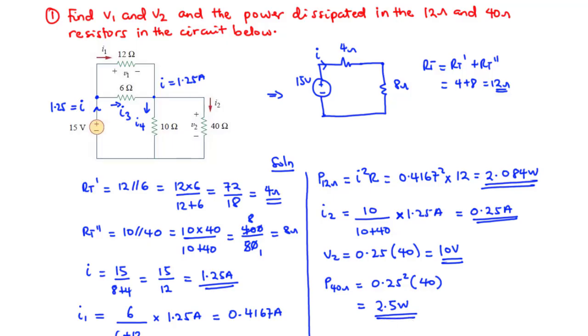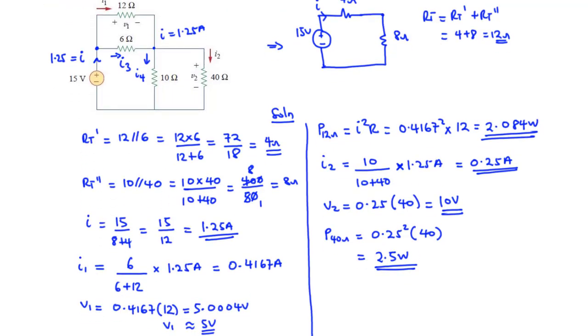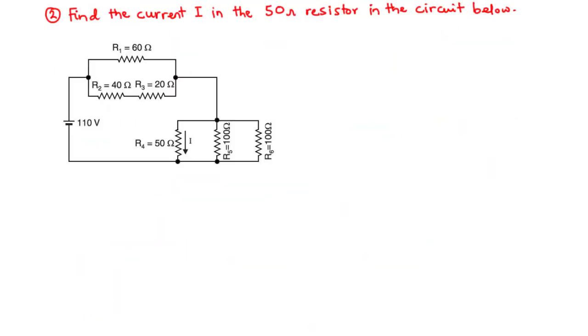Now let's move on to the next question, or the next example. So let's try example 2 together. We are going to find the current I in the 50 ohms resistor in the circuit below. So as usual, we need to find the total resistance for the circuits, and then we try to find the total current, and then based on that we can find the current I, which is flowing through the 50 ohms resistor.